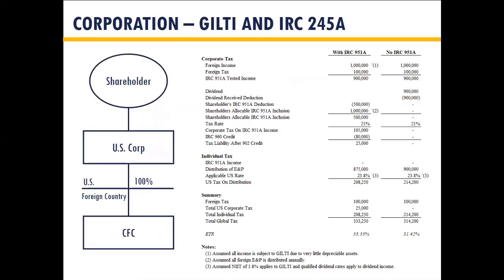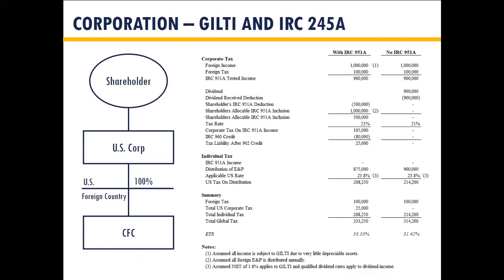Let's look at a corporation. One of the key planning ideas for a corporation is to be able to get through that Subpart F hoop, get past that GILTI hoop, and get to income that's deferrable, right? And if it's deferrable, then it's typically eligible for the dividends received deduction under Code Section 245A. This slide just illustrates the difference between the two.